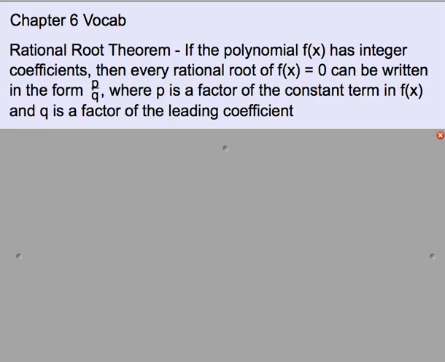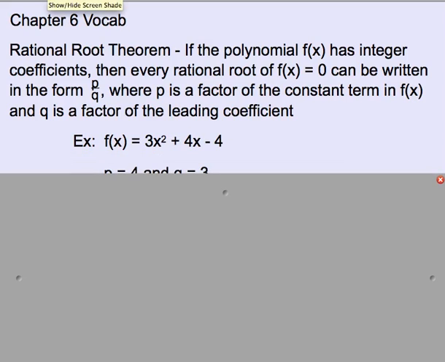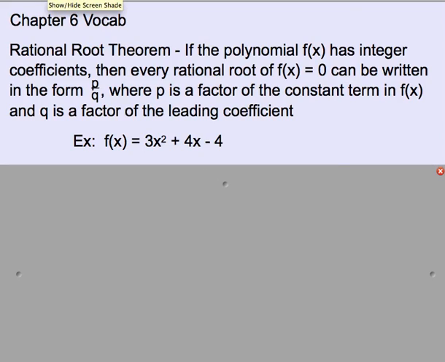If you didn't understand any of that, let me try and explain it using an example with numbers. So here's our polynomial. F of x equals 3x squared plus 4x minus 4. So make sure you put it in standard form. P is the constant, so P is 4. It doesn't matter that the 4 is negative in our equation because we're going to take that into account when we set up all of the potential rational roots.